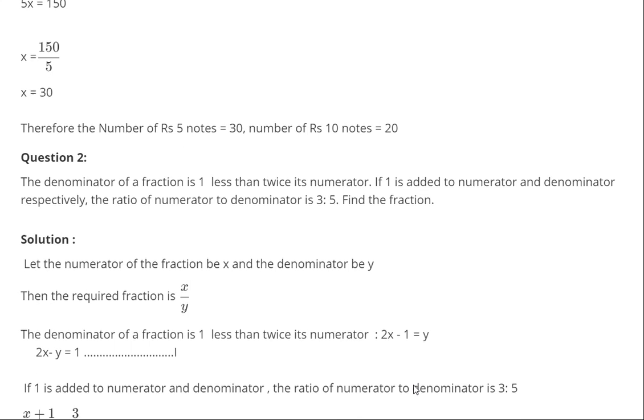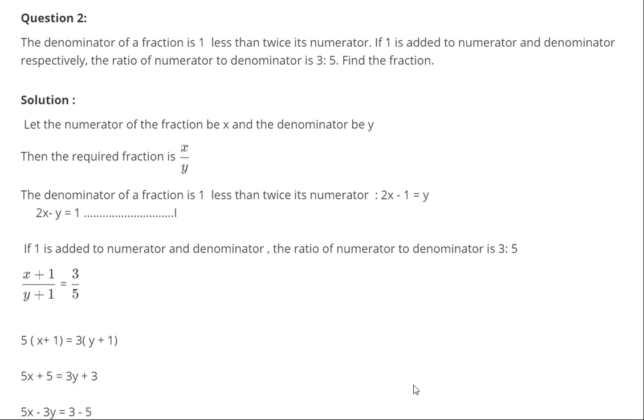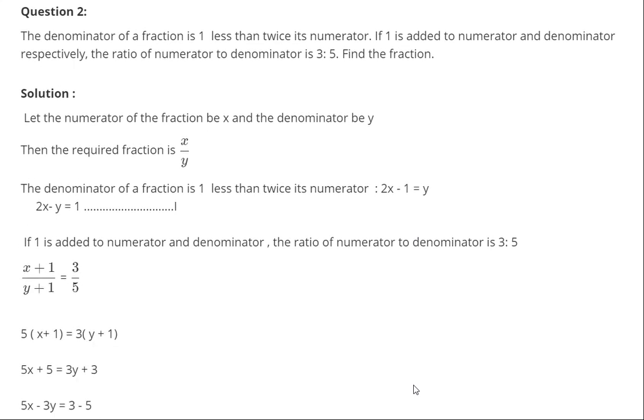We move on to question number 2. The denominator of a fraction is 1 less than twice its numerator. When we are talking about a fraction, the original fraction, we always have a numerator and denominator, so we make the first statement as: let the denominator and the numerator be termed as y and x respectively. So let the numerator be x and the denominator be y. So I write in the fraction format of x upon y.